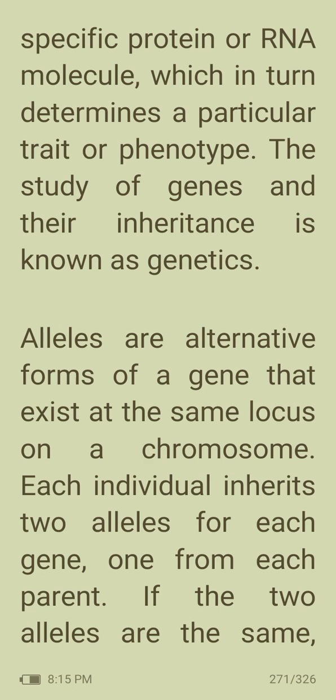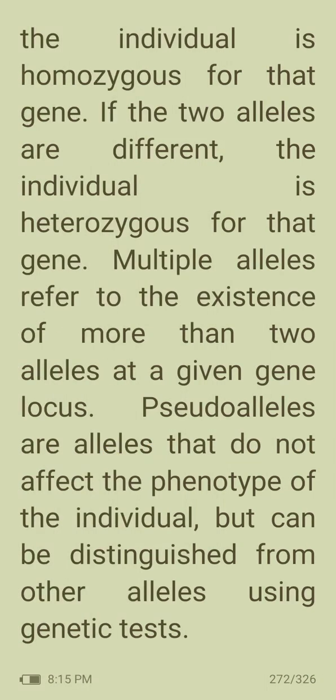Alleles are alternative forms of a gene that exist at the same locus on a chromosome. Each individual inherits two alleles per gene, one from each parent. If the two alleles are the same, the individual is homozygous for that gene. If the two alleles are different, the individual is heterozygous for that gene. Multiple alleles refer to the existence of more than two alleles at a given gene locus.